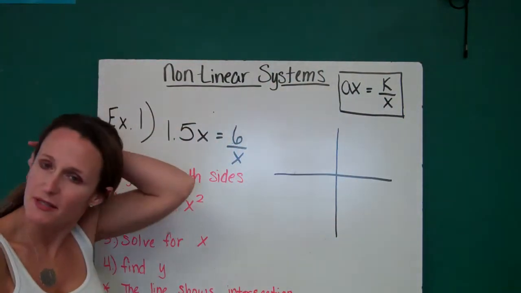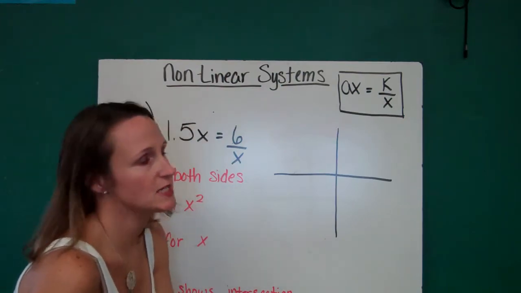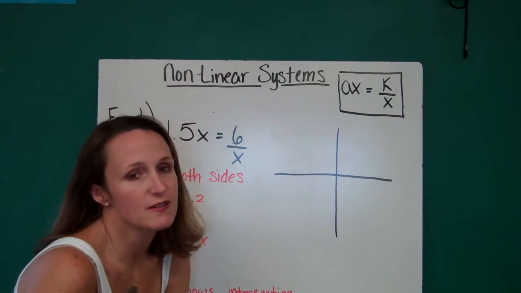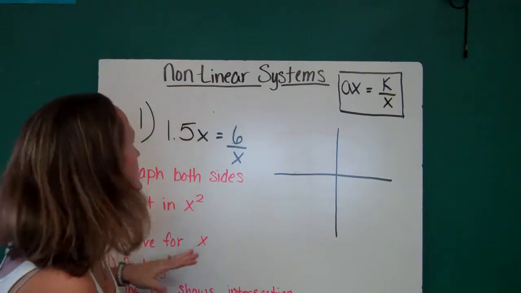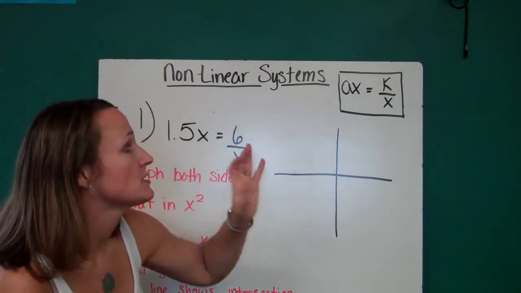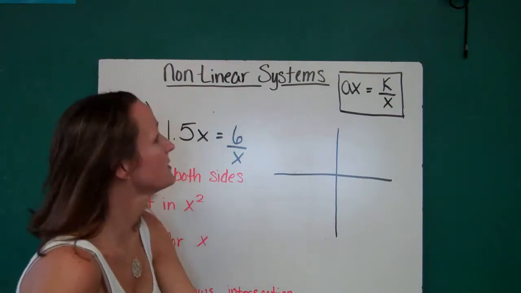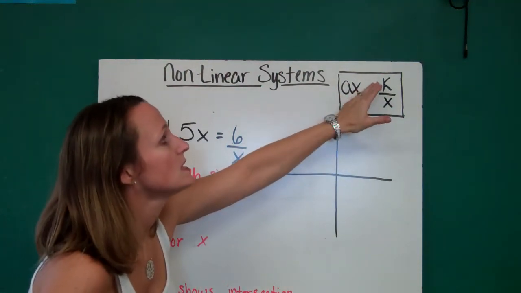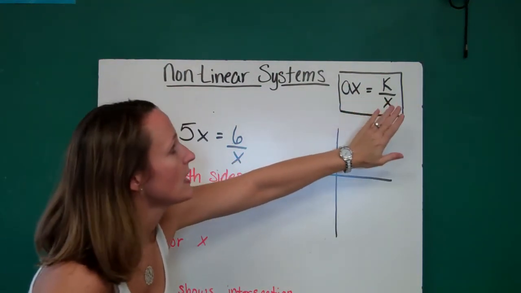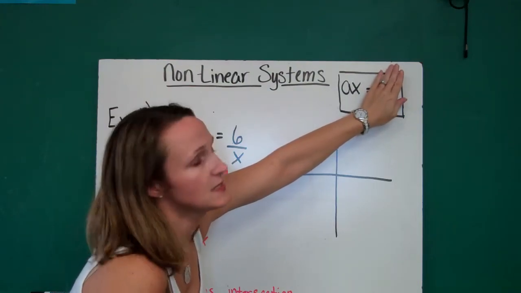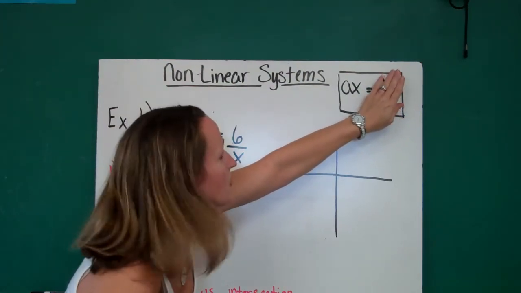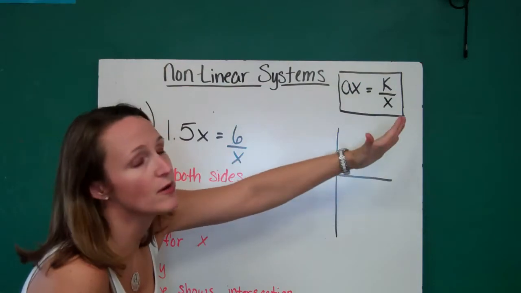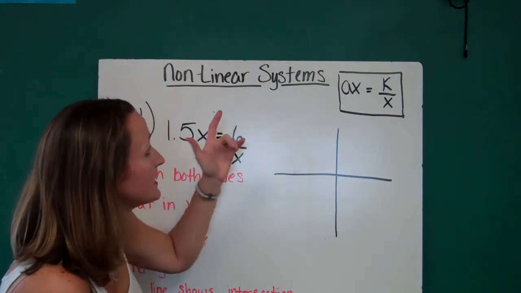Okay, so in this video we're going to talk about nonlinear systems of equations. And these actually look a lot worse than they are. That's my little hint. So when we talk about nonlinear systems of equations, there's two types we're going to talk about. This first one is ax equals k over x. And what we look at when we're looking at ax, this is actually direct variation, which you've talked about before. Direct variation, you know, is a line, which is linear.